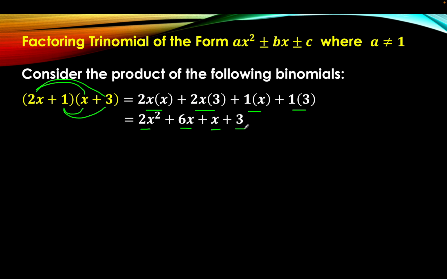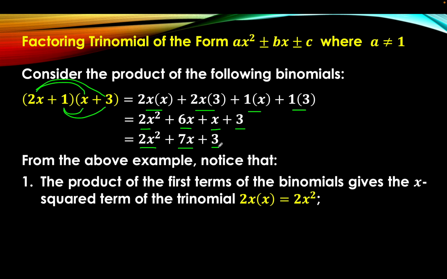And combining like terms to simplify it further, we have 2x squared and 6x plus x, we have 7x and plus 3. From this example, notice that the product of the first terms of the binomials gives the x squared term of the trinomial: 2x times x equals 2x squared here.